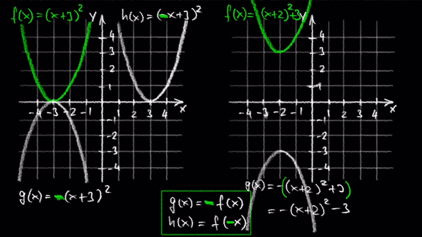And to reflect the graph about the y-axis, we put a negative sign in front of x. So we can write h of x equals (negative x plus 2) squared plus 3.